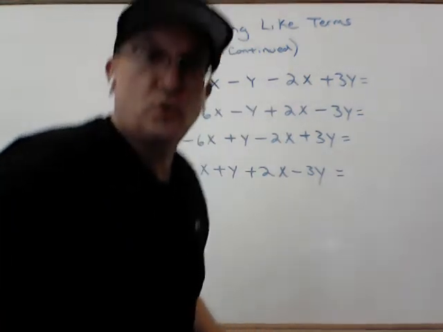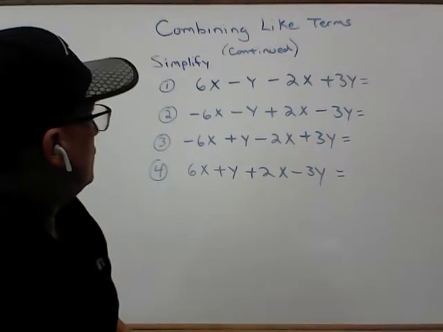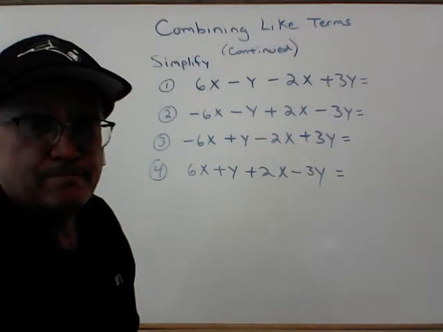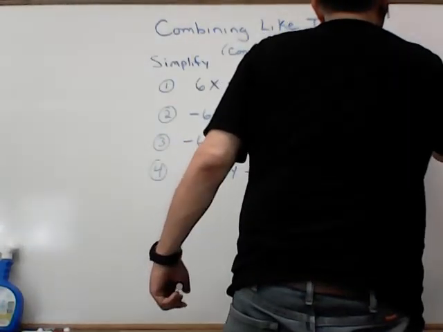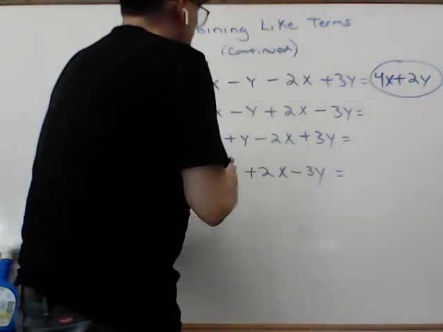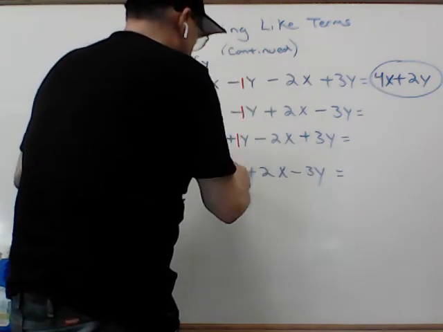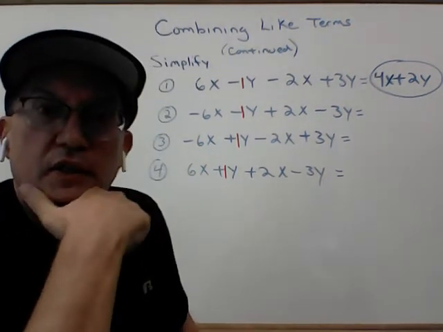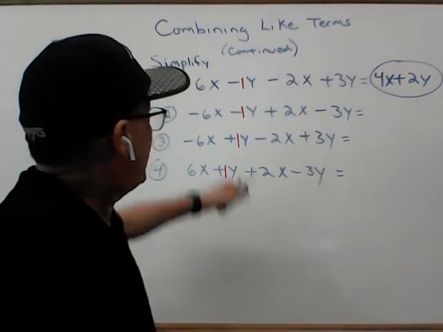So what about that first one? What do you think? You should be able to do all of these now. Isn't the first one 4x plus 2y? Okay, now here is a little something that could be troublesome. You see those red ones that I put there, whether it was plus y or minus y?